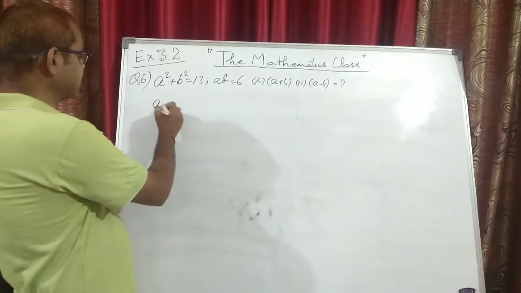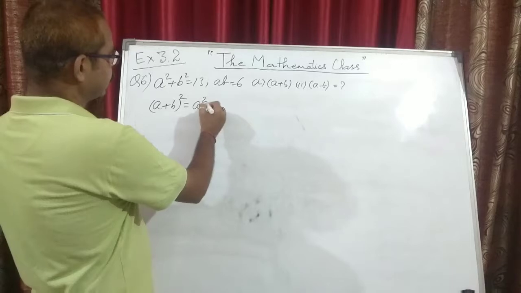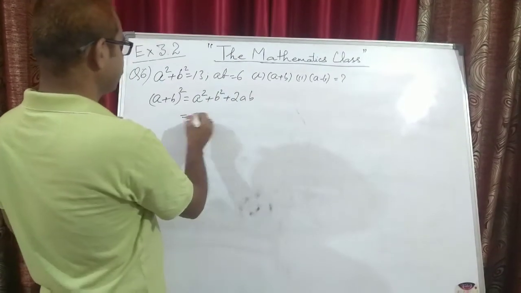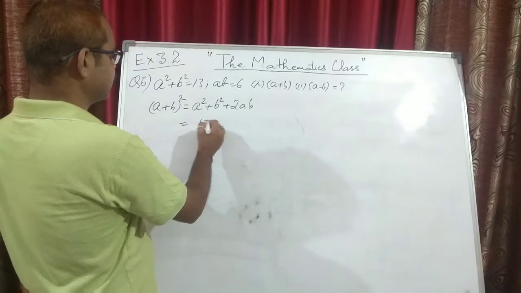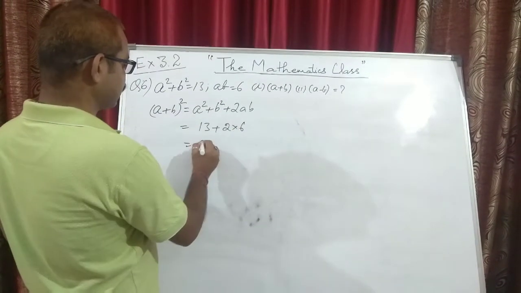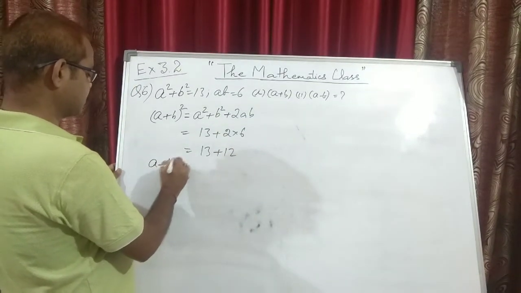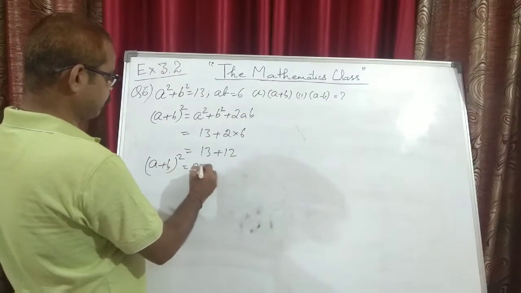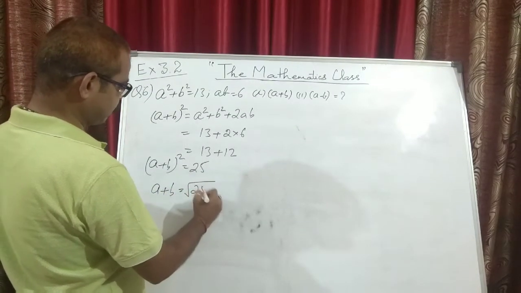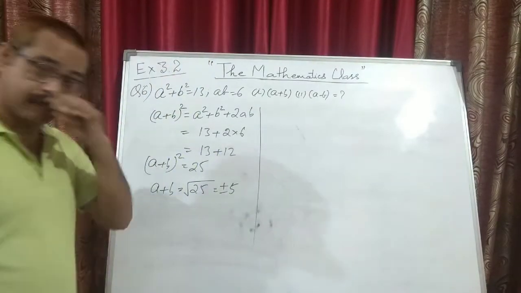So very simple, we know that a plus b whole square is equal to a square plus b square plus 2ab. Now a square plus b square is 13 plus 2, ab is how much? 6. So this becomes 13 plus 12, that is a plus b whole square is 25. It means a plus b can be written as under root 25, that can be plus minus 5. That is the value of the first part.